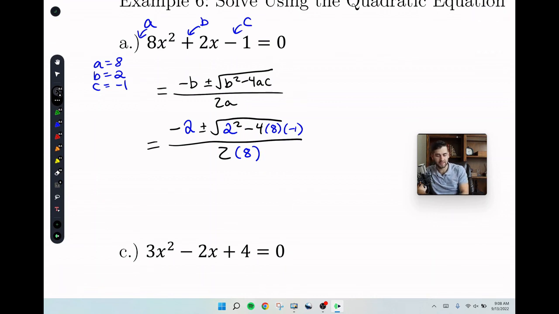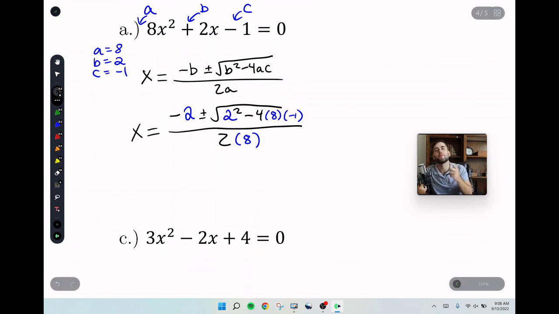So this is x. I'm going to go ahead and set this equal to x so you don't forget. These are our two x values. Where do the two values come from? The plus and the minus. So let's reduce it a little bit.